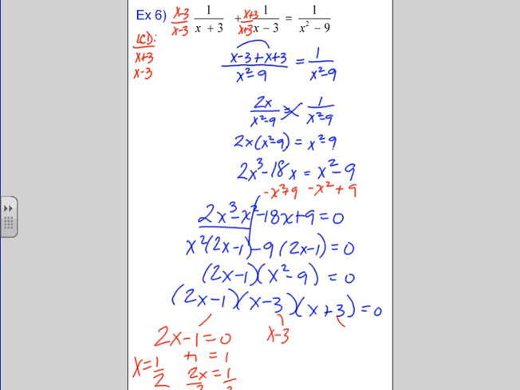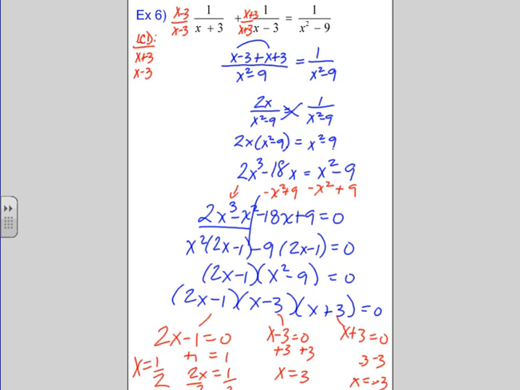Here, x minus 3 equals 0. If I add 3 to both sides, x can equal 3. Here, x plus 3 equals 0. If I subtract 3 from both sides, x can equal negative 3. Now I got 3 solutions because I had x cubed, so I'm going to get 3 solutions.